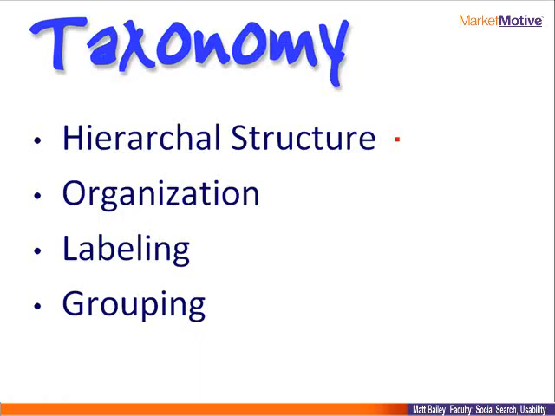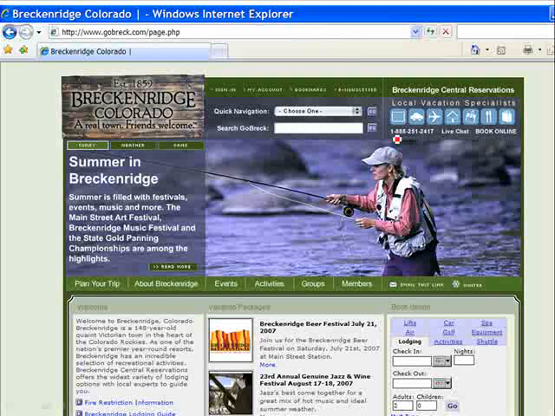And then two ways that are very significant in helping people get through your website are how you group links and group information and how you label that grouping. We'll take a look at an example of that. The first thing I want to look at here is the Breckenridge, Colorado website. And this is my tale of two cities. This is the first city we're looking at here.